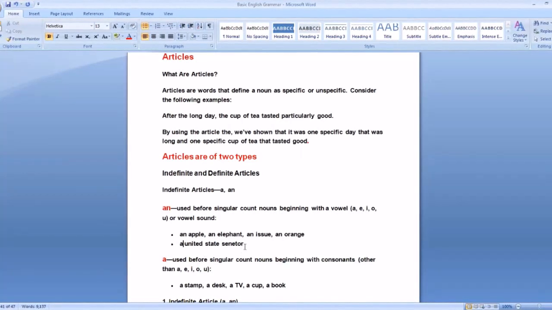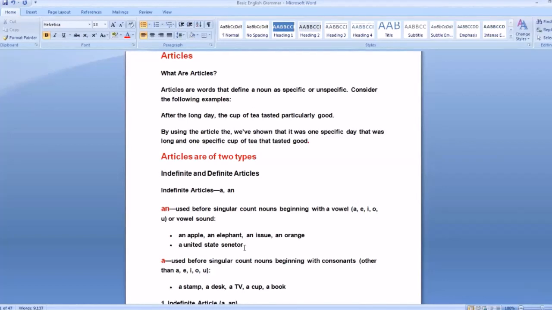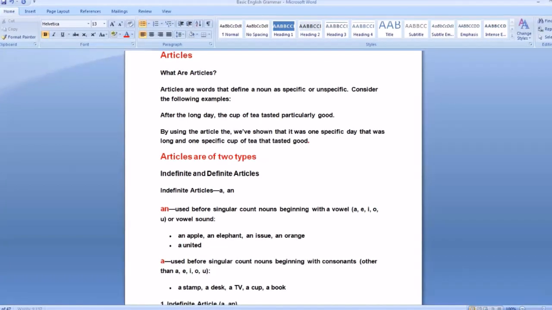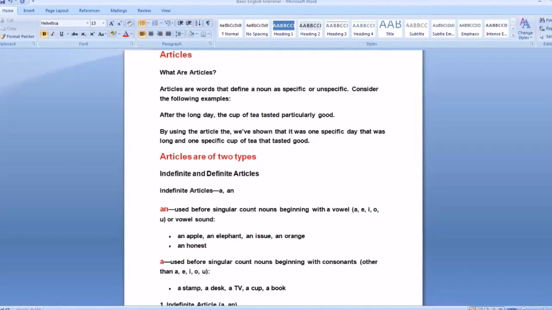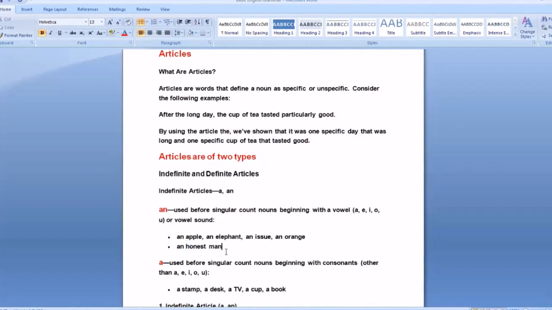And then there are certain words which start with consonant, but they have vowel sound. So we will use an with them, like an honest man. We won't use a honest man, despite the fact it starts with a consonant, but it has vowel sound. So I hope it's clear.